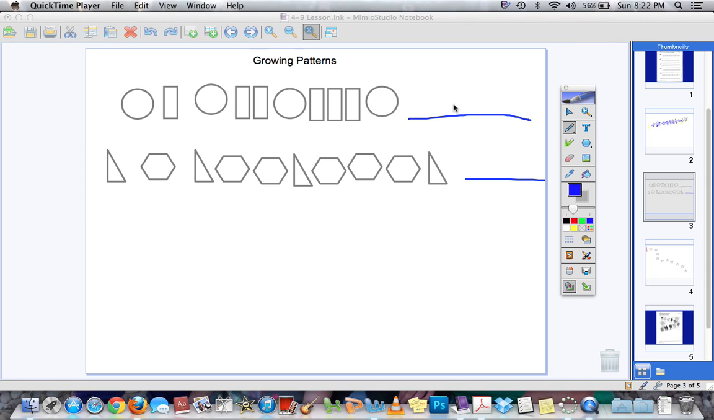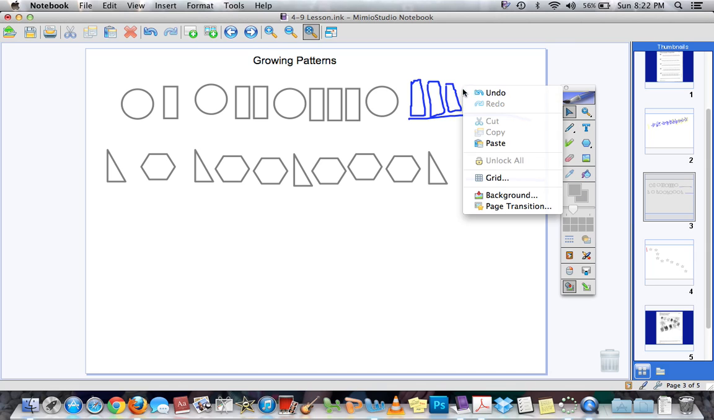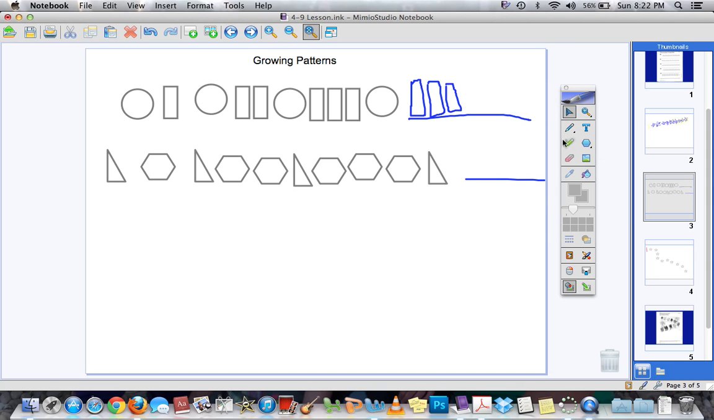Hopefully in your head you were saying 4 rectangles, because if you did, you were correct. I'm going to do a quick draw of 4 rectangles. And this pattern could just keep on going. All right, because I could draw a circle here, and then I would need 5 rectangles. Circle, 6 rectangles. That's why we call it growing. It's getting bigger. So let's look down at this one.